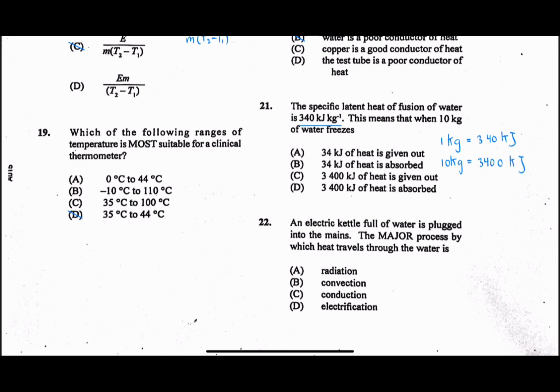So I'm looking for the answer with 3,400 kilojoules in it. And you have to be careful here. If water freezes, then heat is given out. Heat is given out because it's freezing. It's dumping all the heat to the atmosphere. So it's C. C is the answer. 3,400 kilojoules of heat is given out. I would not say absorbed because if you absorb heat, then you're getting hotter. We want to freeze something here, so the heat has to be given out.